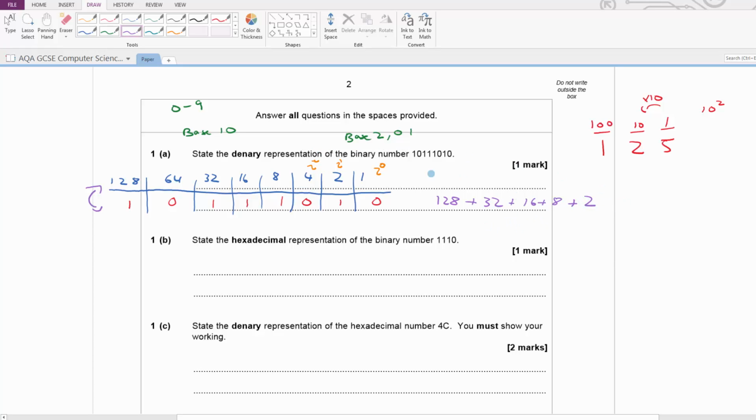So we need to add this up, and that's going to be our denary representation. So if we add this up, we've got 10 plus 16, which is 26, plus 32, which is 58, plus 128 is 186. If I've got that wrong, I'll edit it out.